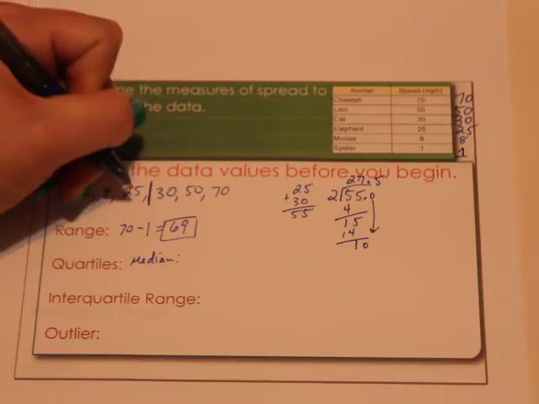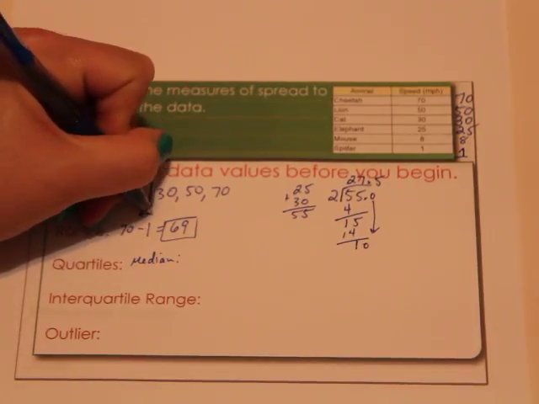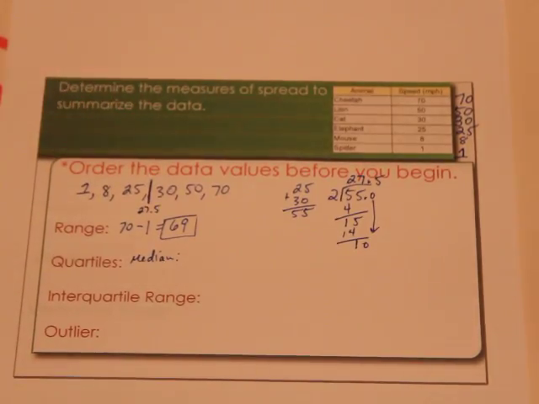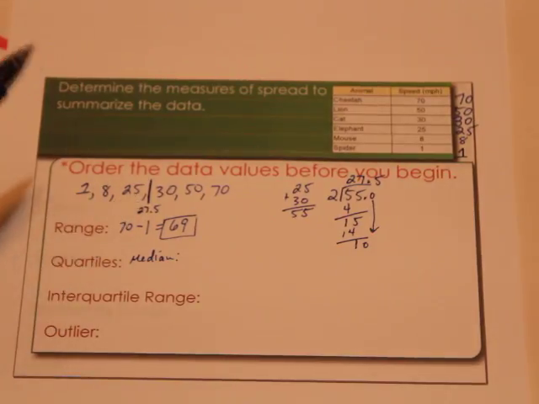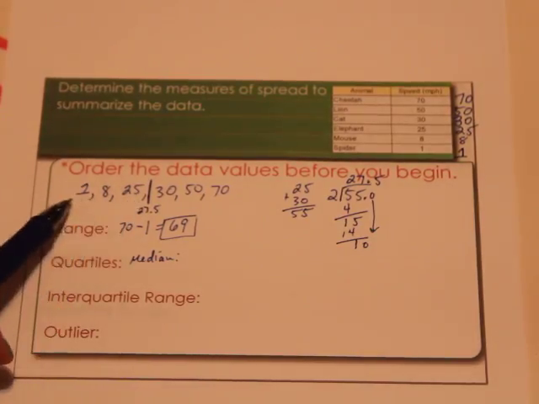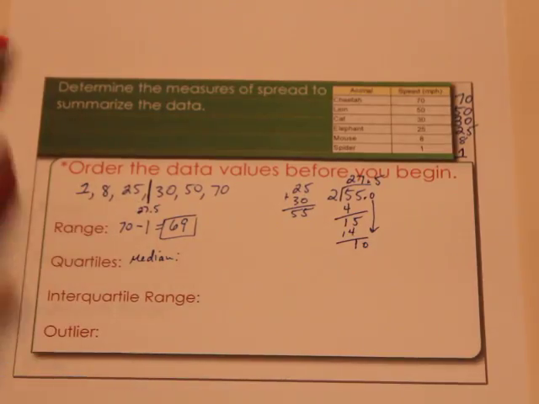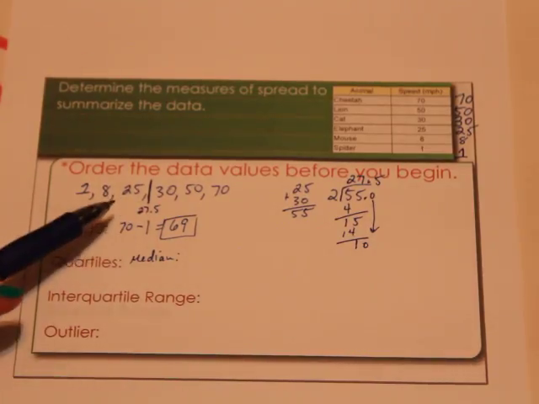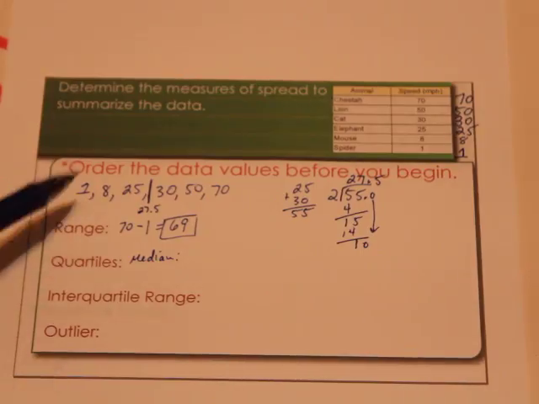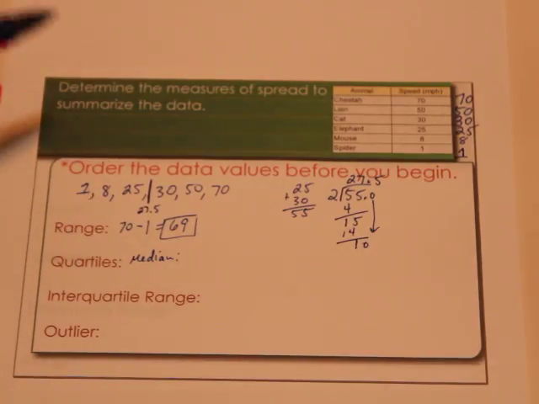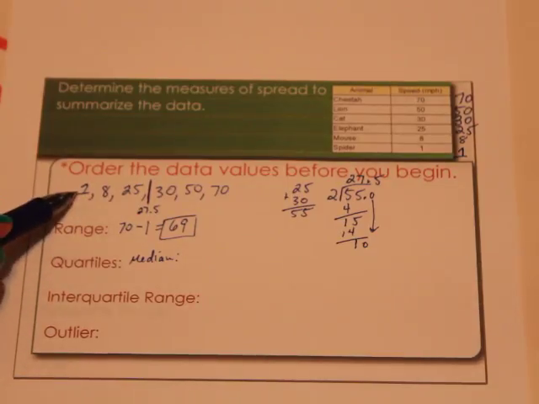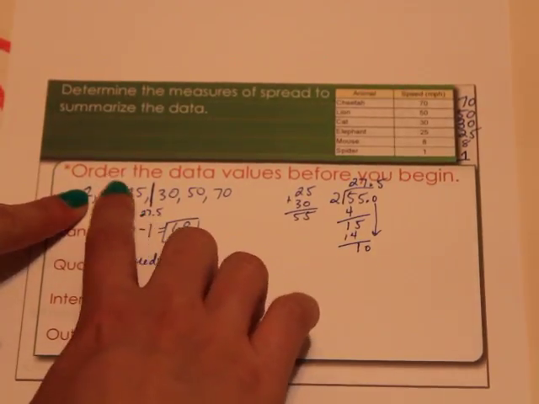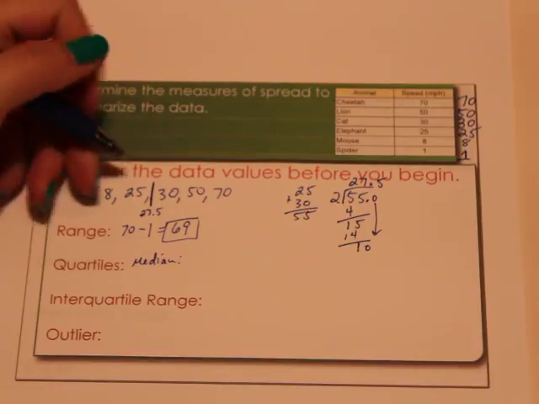So I want you to mark that in the middle there, 27.5. Now to find your quartile, you're going to look at your first quartile. You look at the numbers here that are on the left half of your median. So we have 25, 8, and 1. Of these three numbers, what's the median of that set? 8, because it's in the middle. There's three numbers, so one here and one there. The number in the middle there is 8.